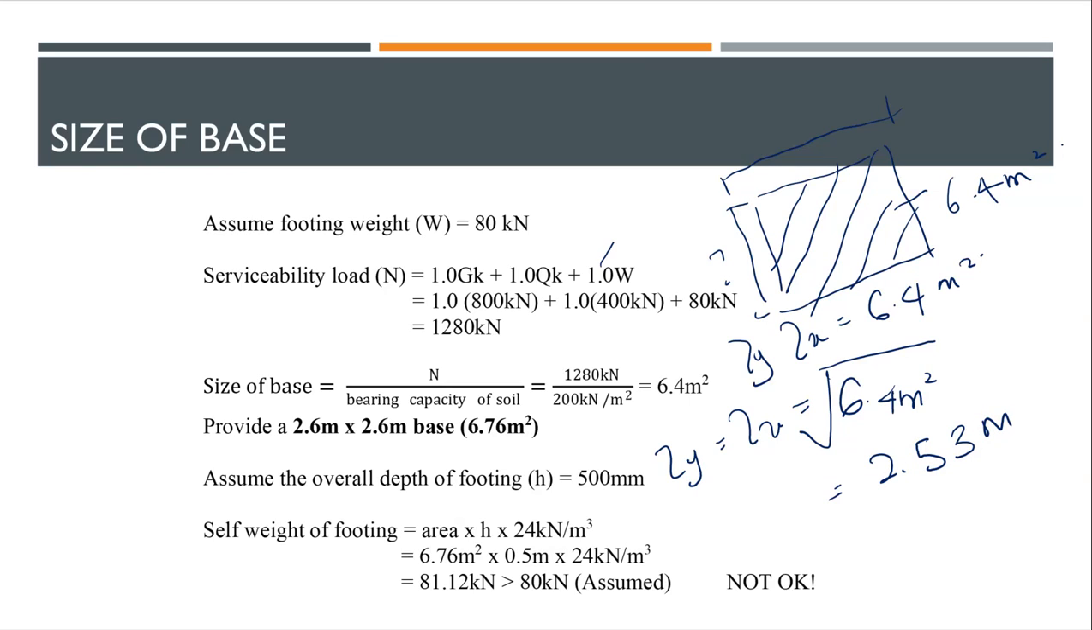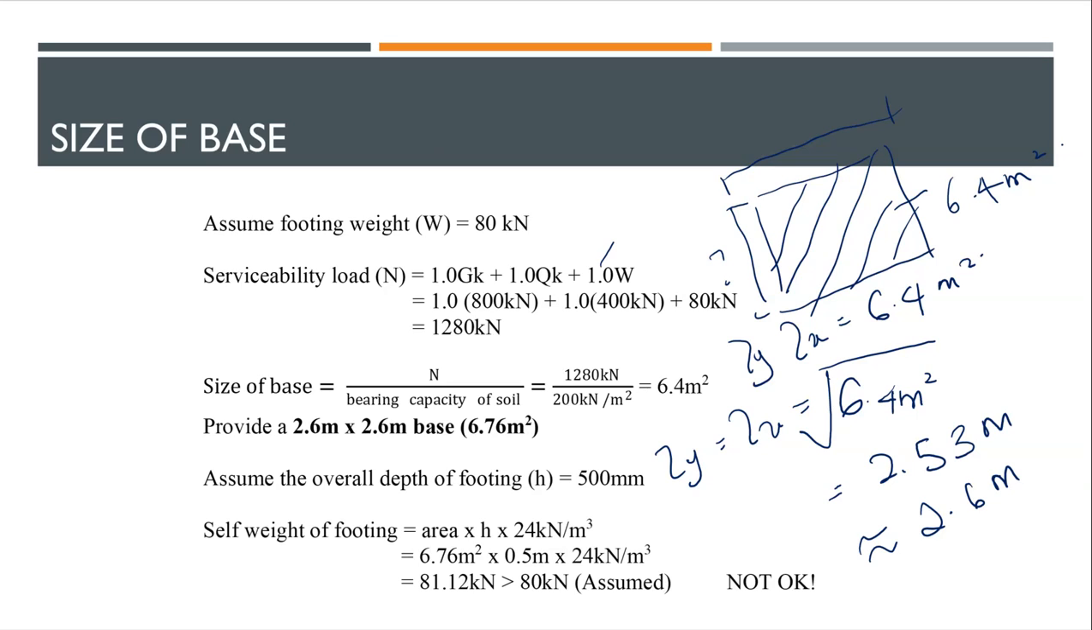I'm not going to round it down. Whatever it is, you kena round up. This is like the minimum value for the one that you assume footing weight 80 kilonewtons. So 2.53 meter ni adalah minimum value. You cannot go lower than this. So that's why I round it up become 2.6 meter. We can round up to 2.7, 2.8, as I explained in example number 1. It is according to how you are going to round it up. But because later on we need to check it.